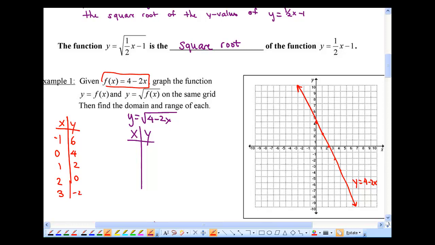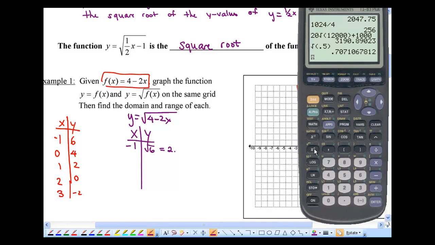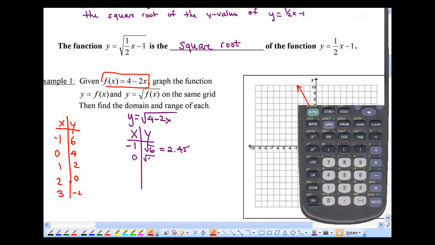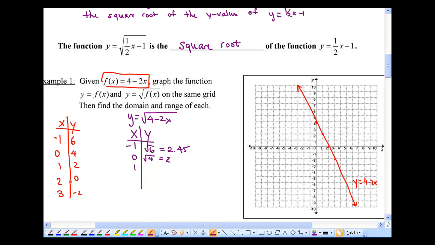Same x values. Negative 1, so that'd be the square root of 6. That's approximately what, 2 point something. I forgot. Let's do it. Square root of 6, 2.45. Okay, almost 2.5. 0 would be the square root of 4. That's just 2. 1, the square root of 2 is 1.4. 2, the square root of 0 is 0. 3, square root of negative, no point.